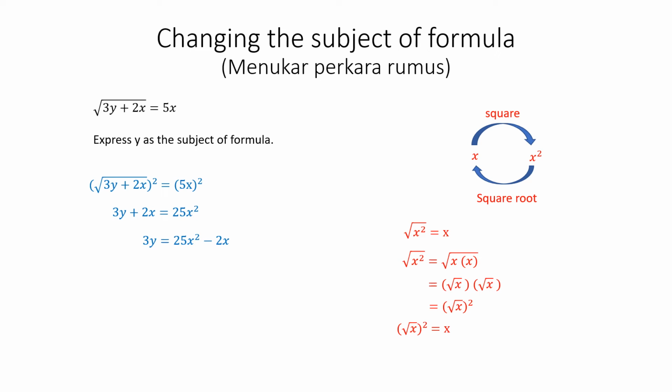So 3y is actually y times 3 or 3 times y. So the multiplication, you need to change to divide. So y equals 25x squared minus 2x, divided by 3. That's the answer.